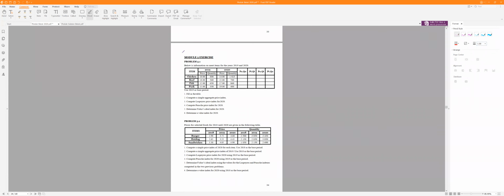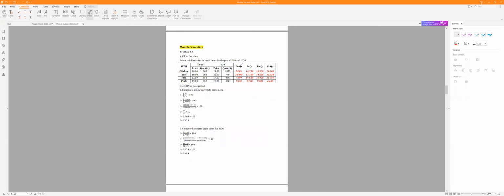So Module 5 exercise, I will discuss this now. So there's no homework this week. Problem 5.1, you're given a set of data and you're supposed to do this first. Fill in the table before you can compute any of the indexes. I guess I just have to show this because it's just multiplication. So P0 times Q0, you get 800 times 10, 8,000. And you do the same thing for beef, fish, and pork. And for PT times QT, it's 14 times 1025. Then you get 14,250. And you do the same thing for beef, fish, and pork.